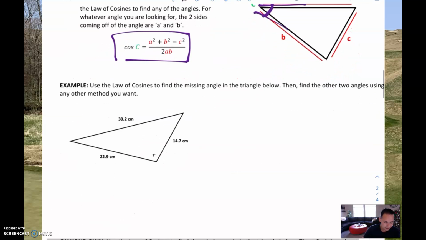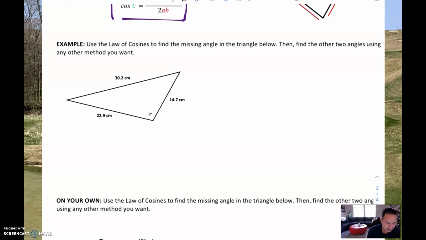So let's go ahead and do the first example here. It says use the law of cosines to find the missing angle in the triangle below, and then find the other two angles using any method you want. You can choose to use law of sines or cosines. So if this is the angle that I want, then I'm going to determine that my A and B are going to be these two sides that come off of it.